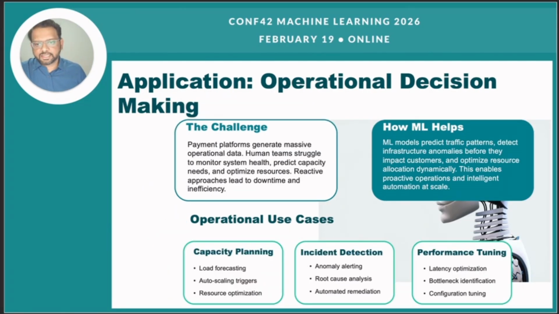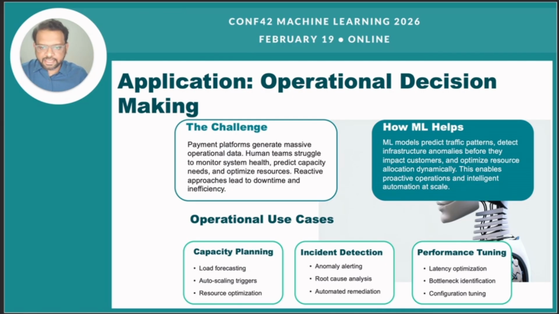The third application area is operational decision making, which is often less visible but equally important. Payment platforms generate massive amounts of operational data: system metrics, performance indicators, error rates, resource utilization. The volume is overwhelming. Human teams struggle to monitor all of this in real time, spot emerging issues before they impact the customer, and make optimal decisions about capacity and resource allocation.